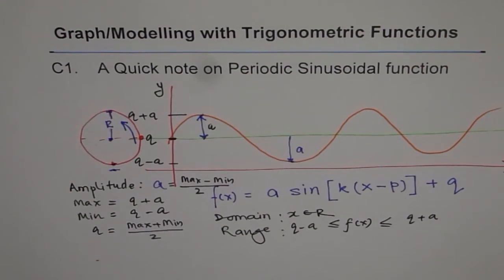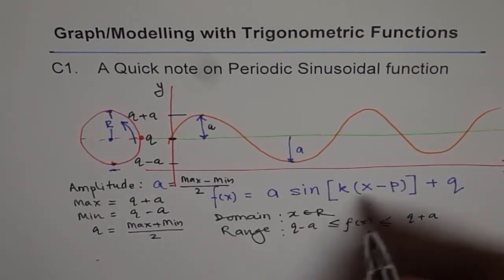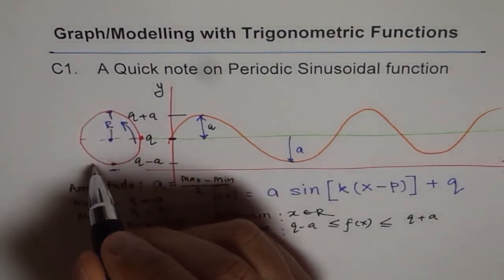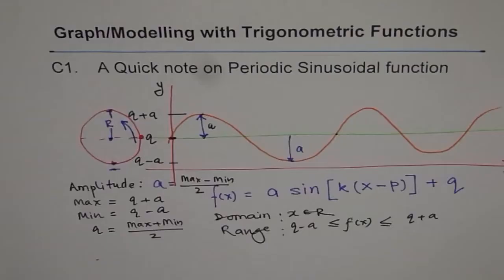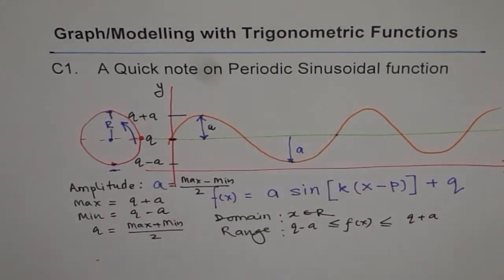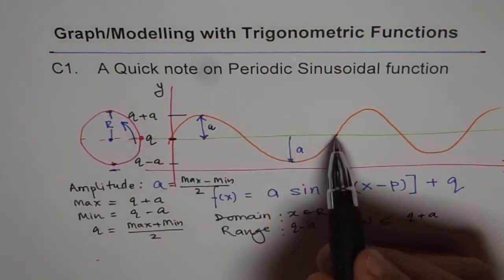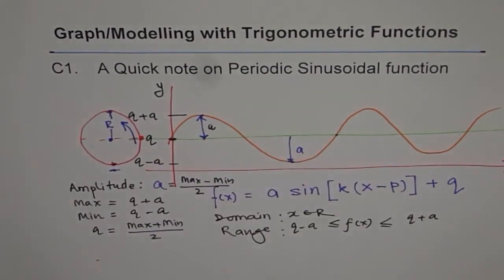Now let's talk about time period and this value K, okay? Now in one full circle, one full circle gives you one full wave, right? So the time taken to move one full circle is actually the time period. So that is how you get time period.